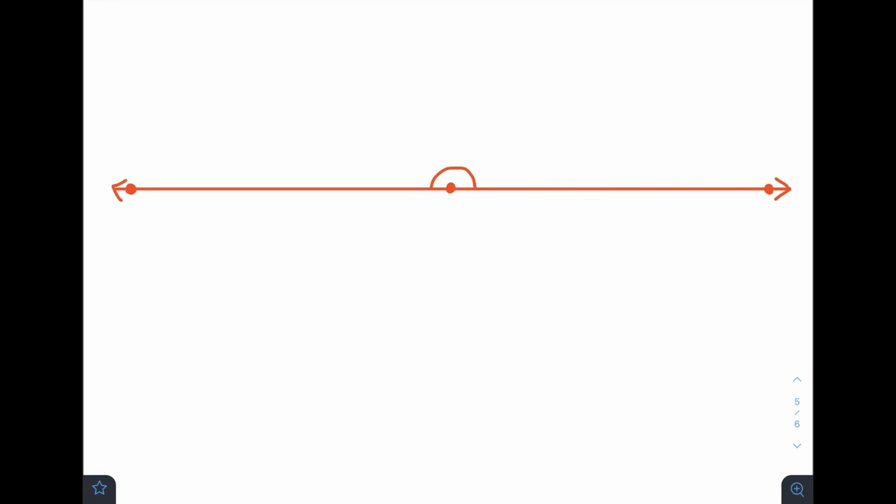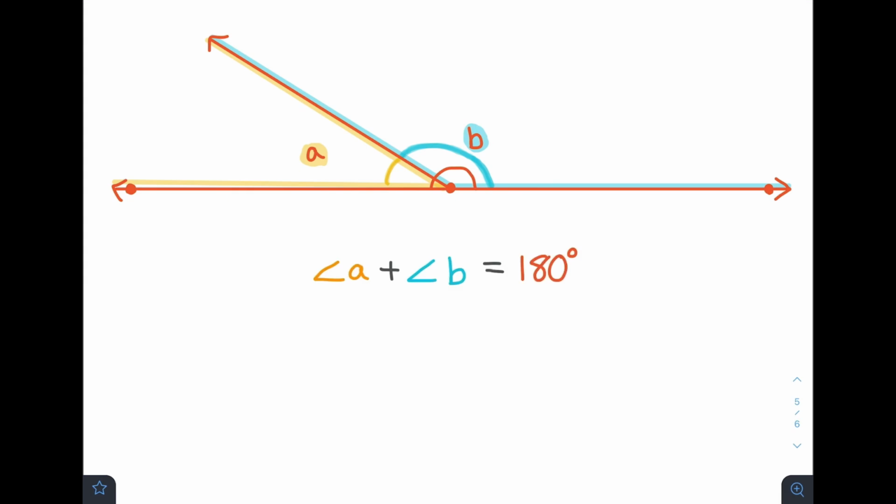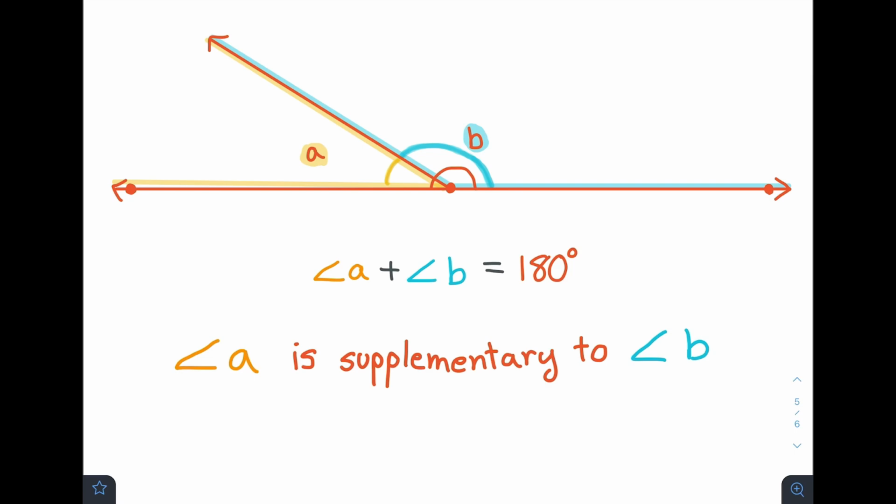Just like complementary angles are angles that form a 90-degree angle, supplementary angles are angles that form a 180-degree angle, or a straight angle. Now let's take a look at this example. Let's say this one straight angle was divided into two separate angles, angles A and B. Because they're supplementary, angle A plus angle B would equal 180 degrees. We would write this as angle A is supplementary to angle B.